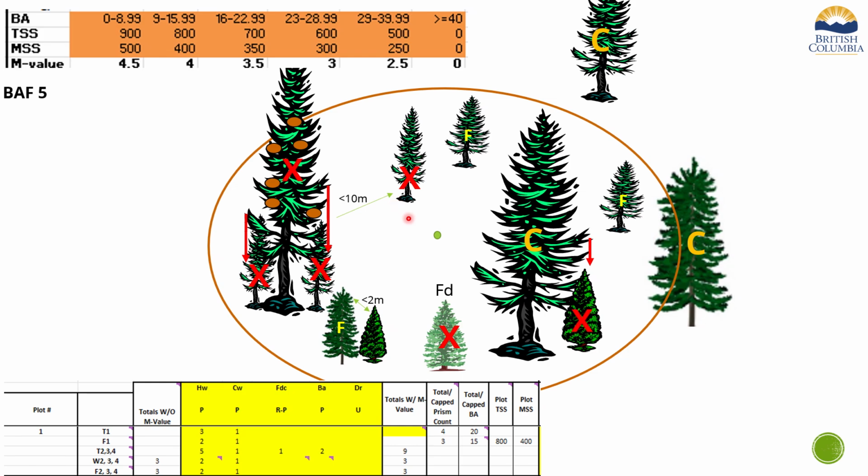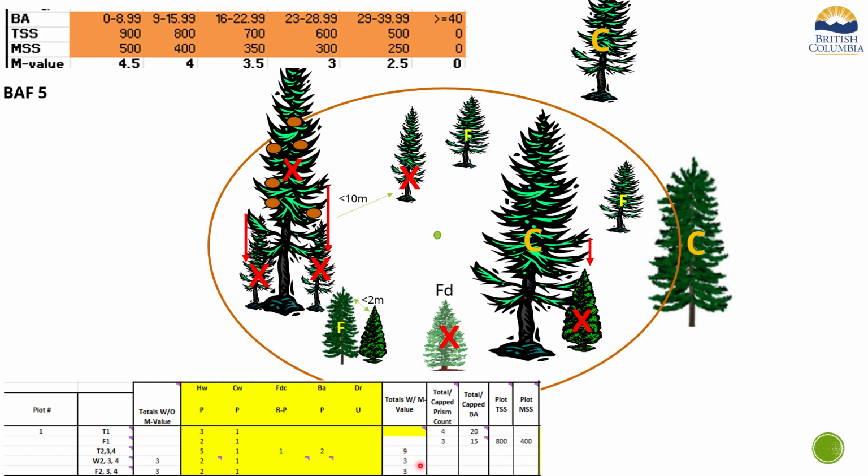So what are we left with? This tree is well spaced from all other layer 2, 3, 4 well spaced trees. And it's not in the drip line of anything. It's a hemlock, it's ecologically suitable. So this is well spaced, this is well spaced, and one of these 2 trees can be well spaced, but they're less than 2 meters apart, so they can't both be taken. So I'm going to take the cedar over the balsam. And so this one's also well spaced.